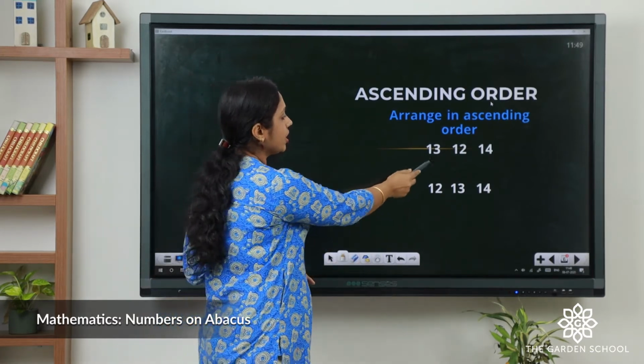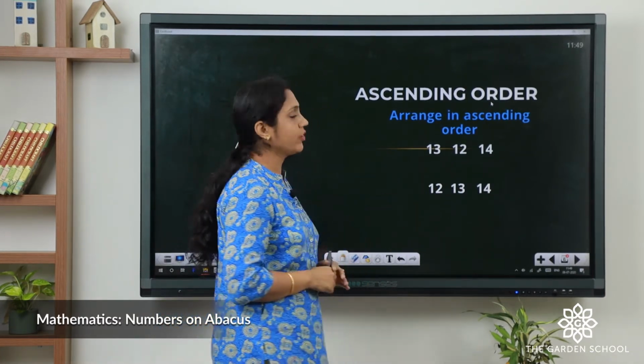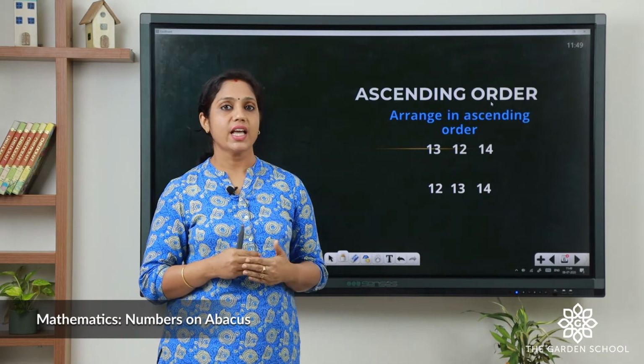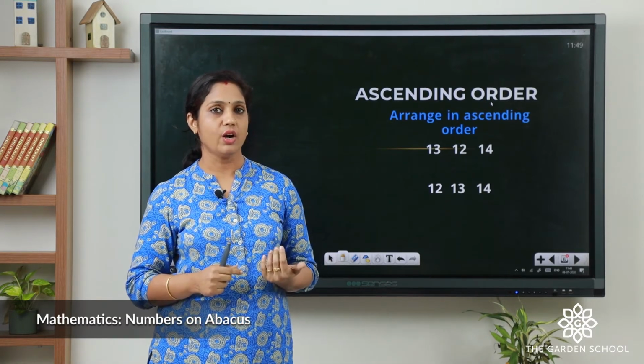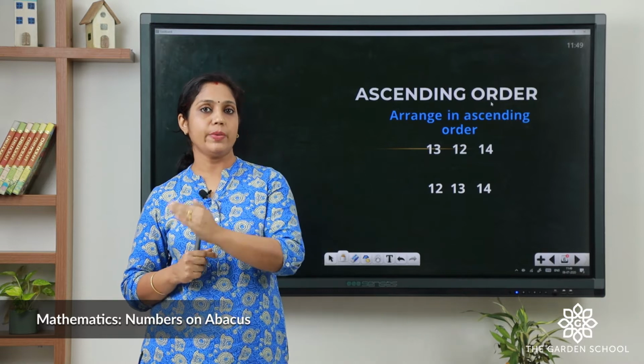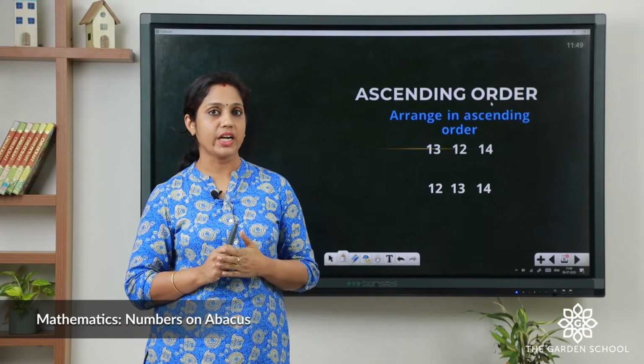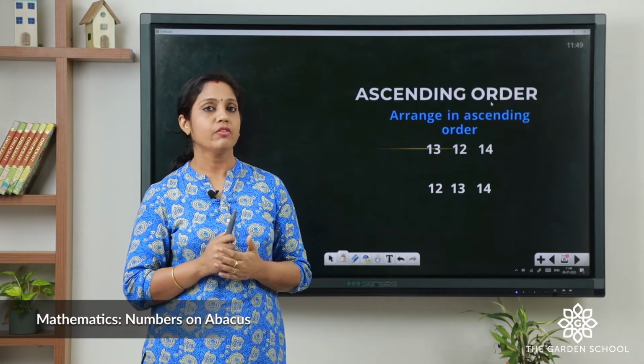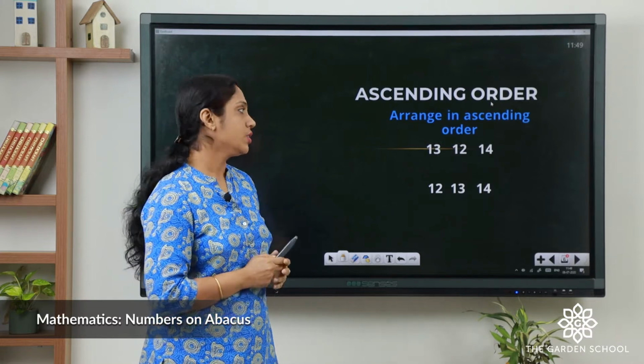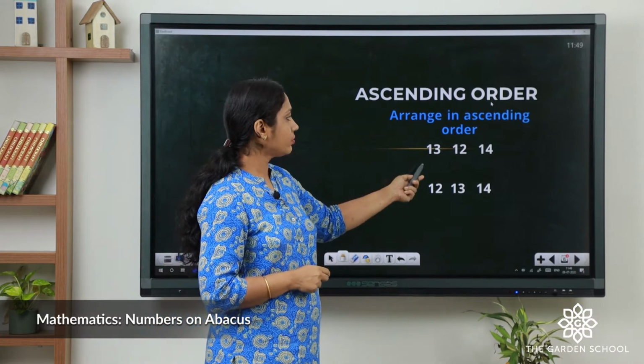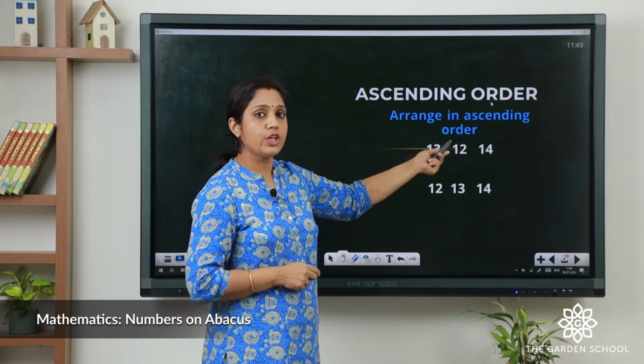We have 13, 12, 14. We have to arrange this in ascending order. What is ascending order? The smallest to the biggest. So first we have to arrange the smallest number. We have to find out the smallest number. So which is the smallest number here? Is it 13 or 12?